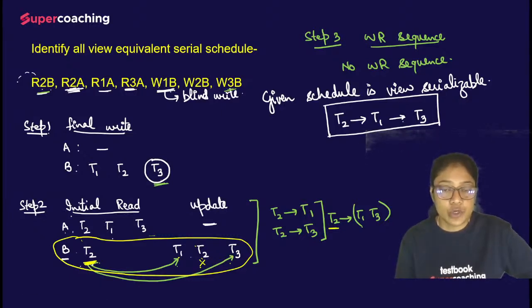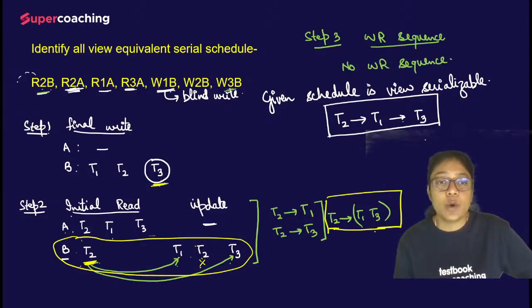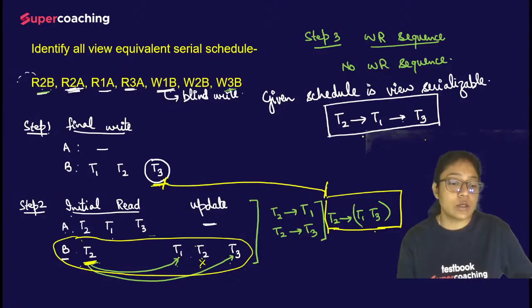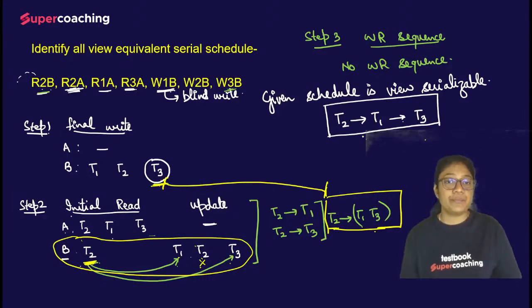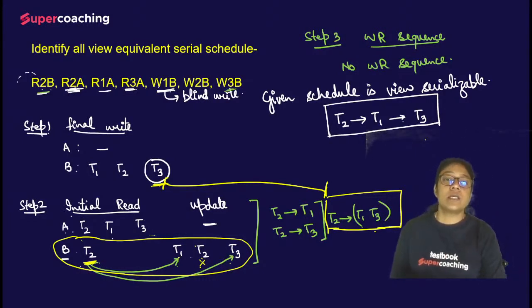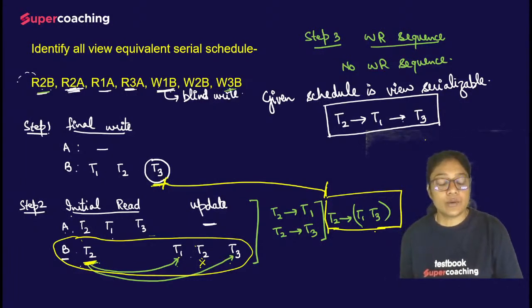So T2 should come before T1 and T3. In the final write, we said that the last updation at the end should be done by transaction T3. So this indicates that T3 should come at the end, and by merging these two points, we come to this conclusion. Now is this clear? T3 should come at the end, and T2 should come before T1 and T3.